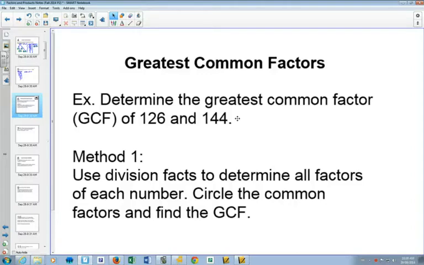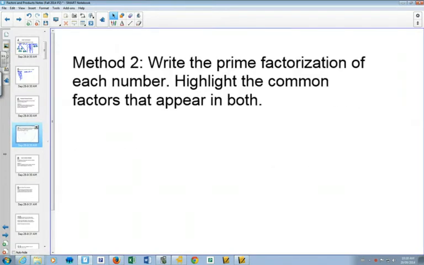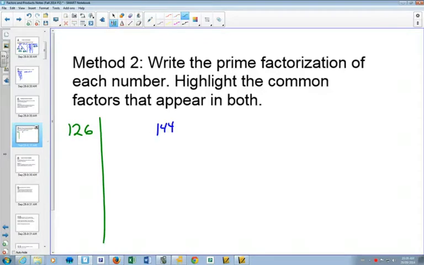So we've got 126 and 144. We're going to start with method 2 first. 126, 144. So we can divide 126 by 2, leaving us with 63.